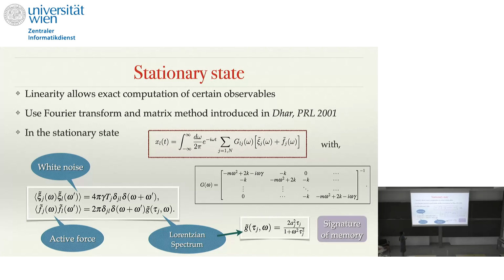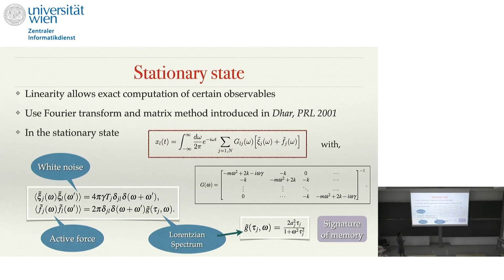So in the stationary state, one can write the displacement of the Lth particle from its equilibrium position in this form, where this G is a matrix. I will not go into the details of the calculation, but just to give you a brief idea of how we proceed, it's exactly in the same manner as in the original RLL model, although the results are very different. And they're different because of this spectrum which comes.